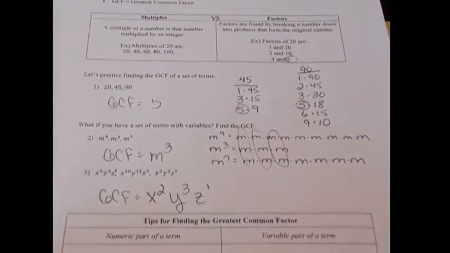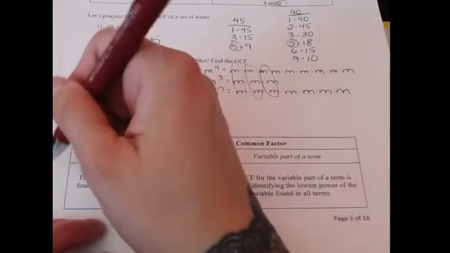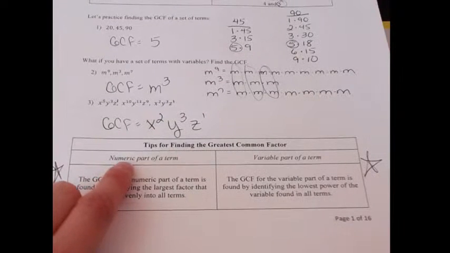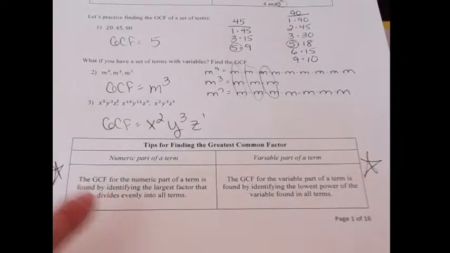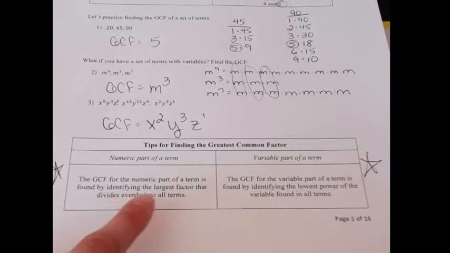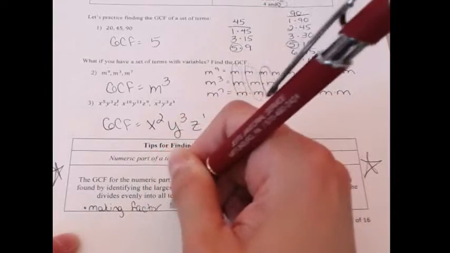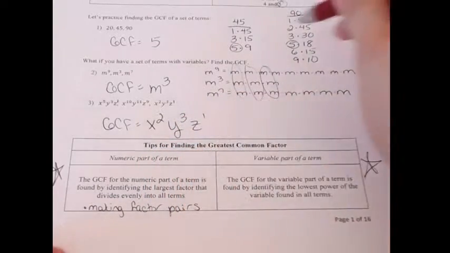Okay, so I have some tips here for you that I want you to really think about. You may want to even write this on index cards, who knows. Whatever you do for studying, include this for sure. Tips for finding the greatest common factor. For the numeric part of a term, the GCF is found by identifying the largest factor that divides evenly into all terms. Again, what's helpful in this endeavor is making factor pairs. Okay, we're making those pairs.